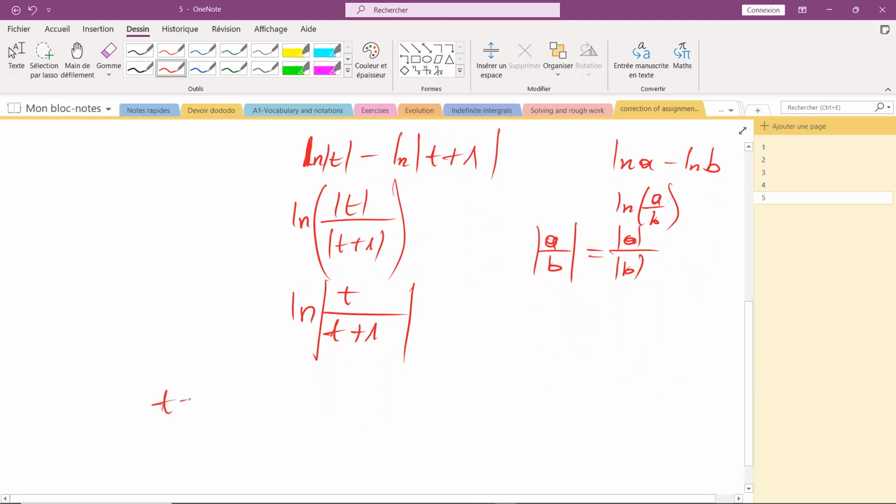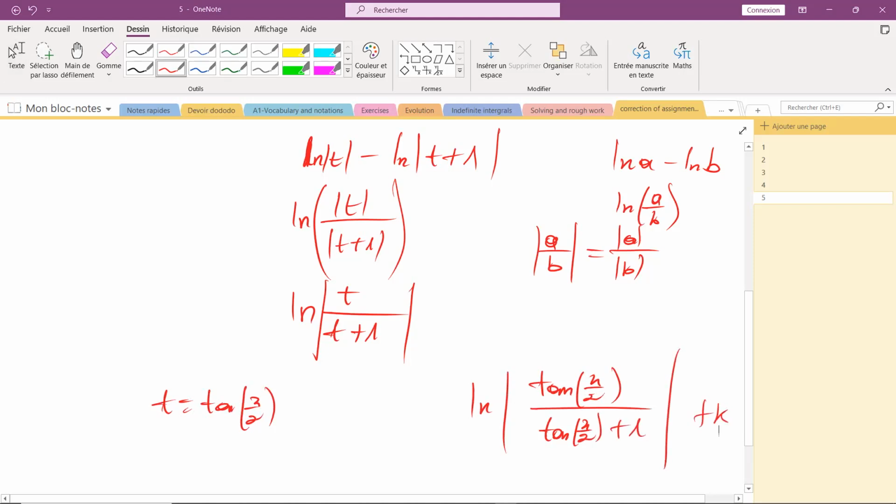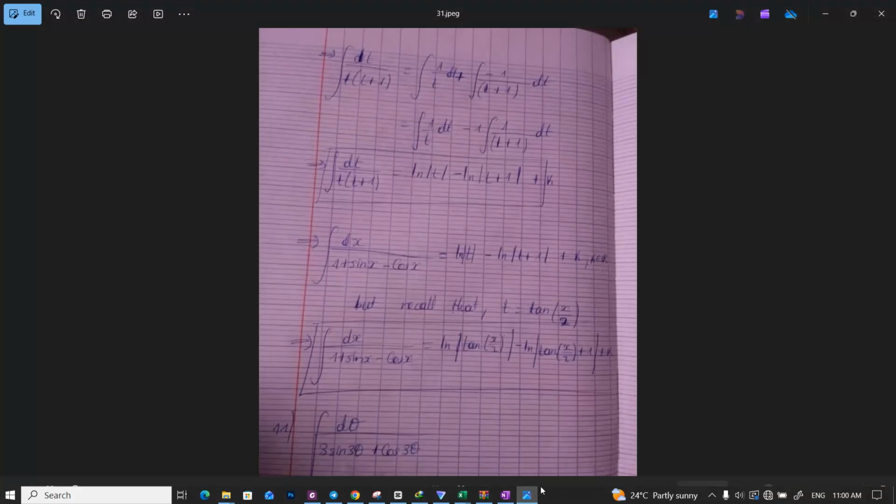From there, you come and substitute, t was equals to tan x on 2. It gives ln of the absolute value of tan x on 2 all over tan x on 2 plus 1, you close your absolute value, plus your constant of integration, k. So always try as much as possible to simplify things. It's very important because there are always marks for the final answer. If you don't simplify as much as possible, you may lose some marks. You understand what I'm saying?